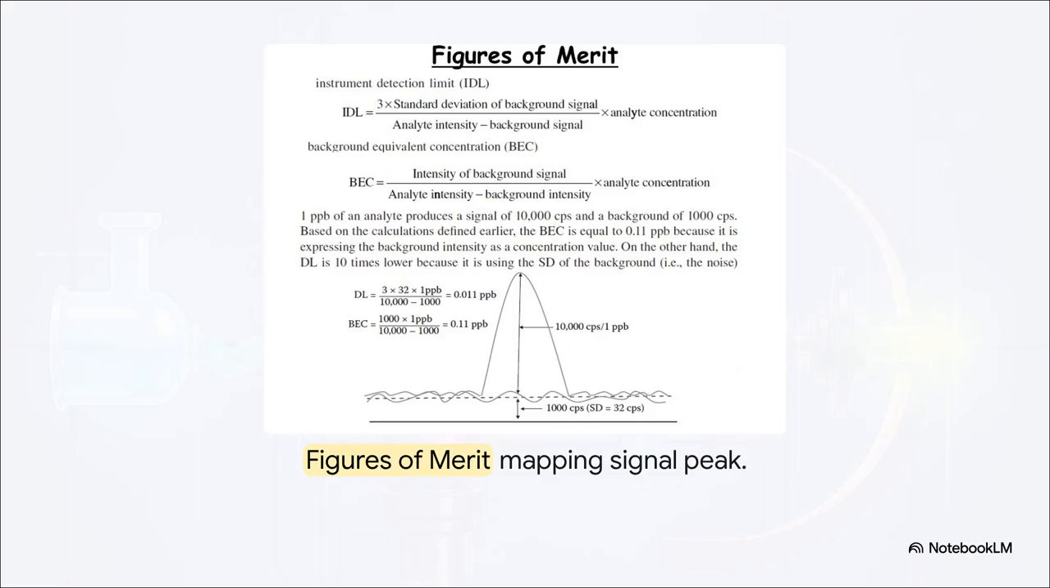Let's tie that math together visually. If 1 part per billion of an analyte produces a towering signal peak of 10,000 counts per second, you can clearly see how it stands out from a low, rippling background of just 1,000 counts. Because the standard deviation of that background noise is incredibly tight, say just 32 counts, our actual detection limit drops to a staggering 0.011 parts per billion. This tight background control is exactly how ICP-MS achieves such incredibly low detection limits.